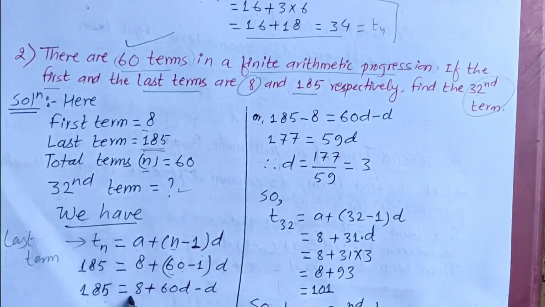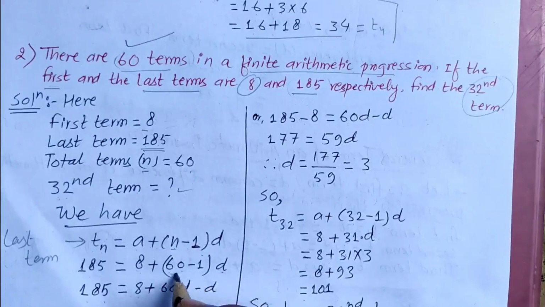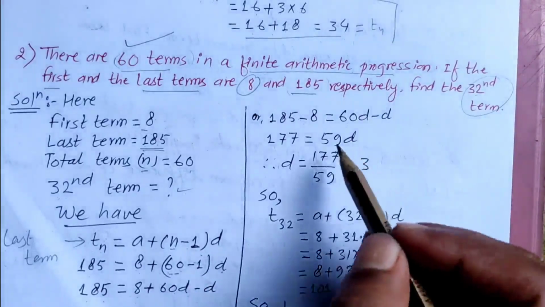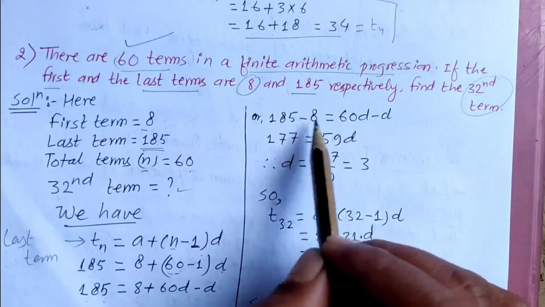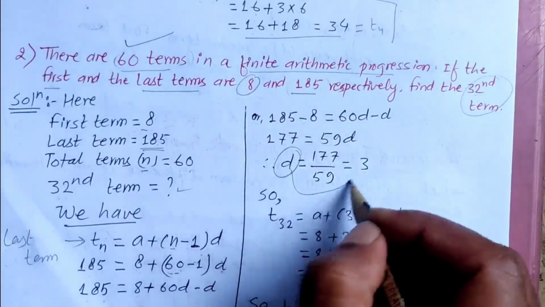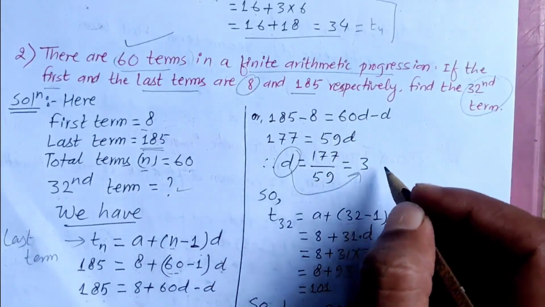Then 185 is equal to 8 plus 60 minus 1 times d. This 60 can be multiplied with d: 60 times d, 60d minus d. If you operate, you will get 185 minus 8 is equal to 60d minus d. On solving, you will get d is equal to 3, which is the common difference.